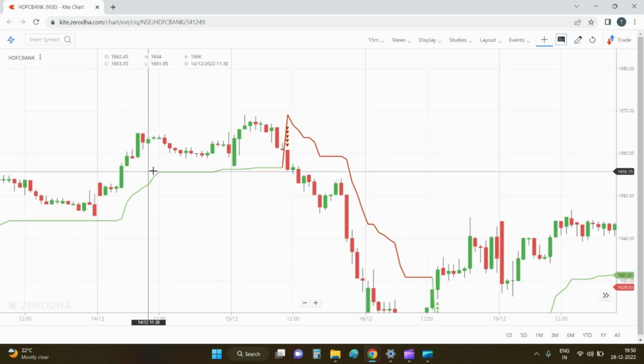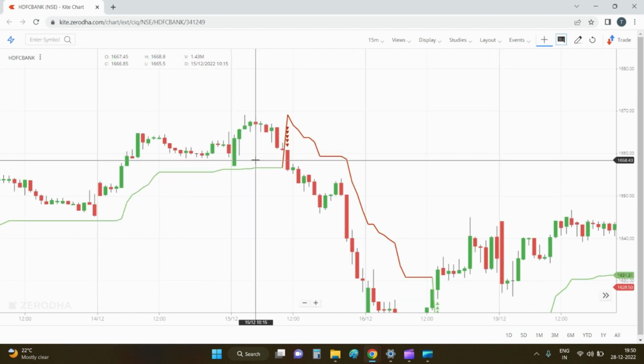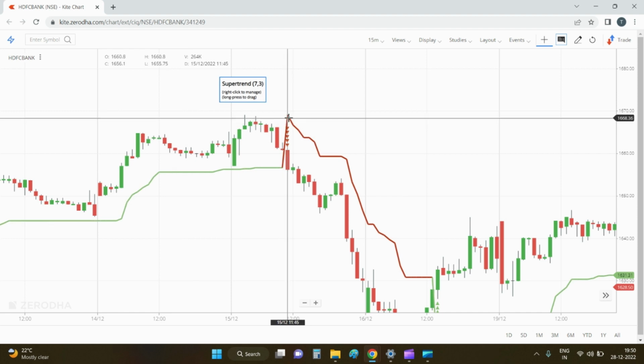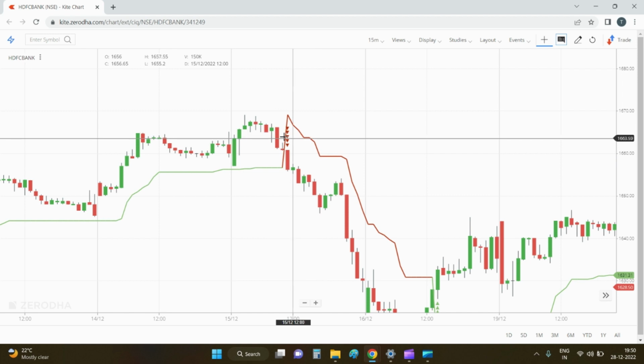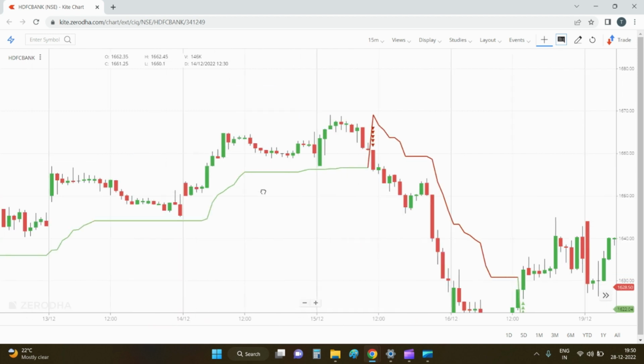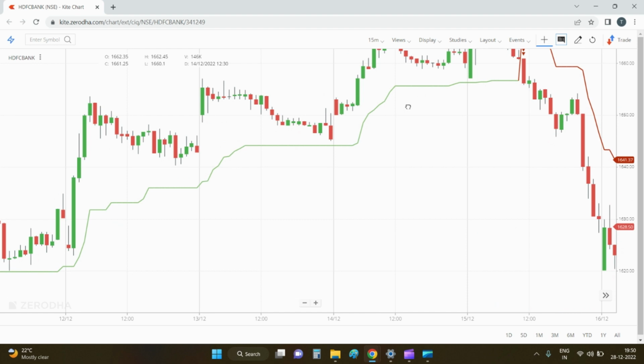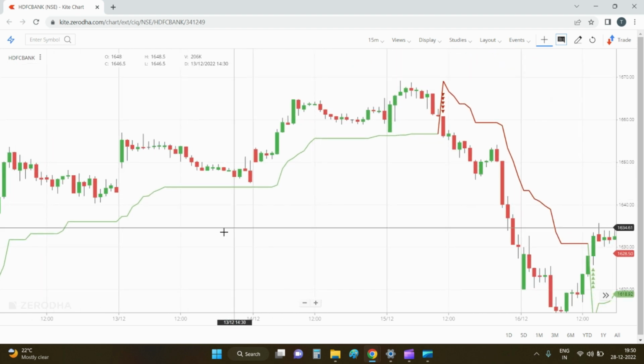So you can see here, the trend was positive in this period, and once the price closed below, the Supertrend turned from green to red, and you can see the nice fall in the stock. So basically this is a trend indicator.